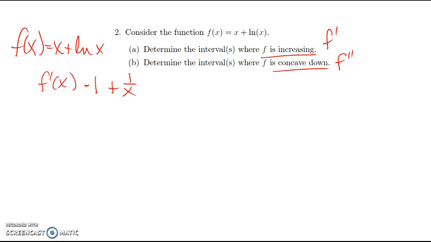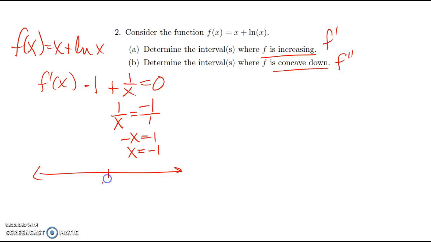Okay? To figure out where it's increasing, I actually like to figure out where it's 0. So then I can look at my number line. So if I set this equal to 0, then I get 1 over x equals negative 1. I'm going to cross multiply, okay? Negative x equals 1, x equals negative 1. So on my number line here, I know that at x equals negative 1, this is 0, right?